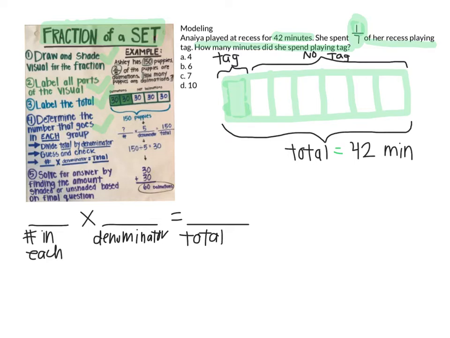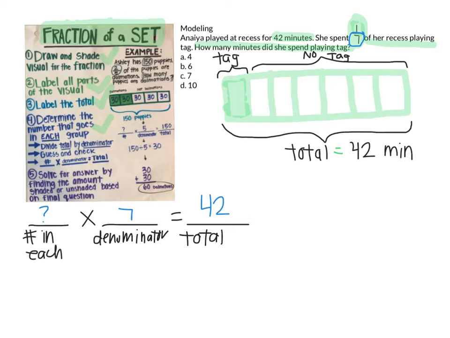So now we can go ahead and fill in what we know. I know my total. My total is 42 minutes. I know what my denominator is. We can go back to our problem. Our denominator is 7, or I could count how many boxes we drew, 7 boxes. Now, number in each, that's what I do not know yet. That's what we need to solve for.